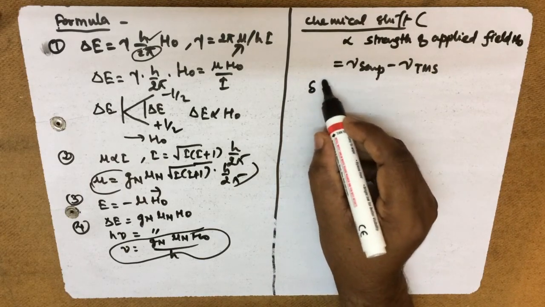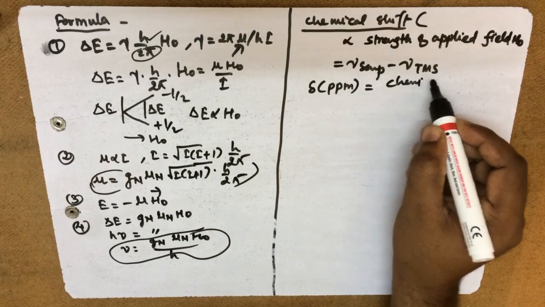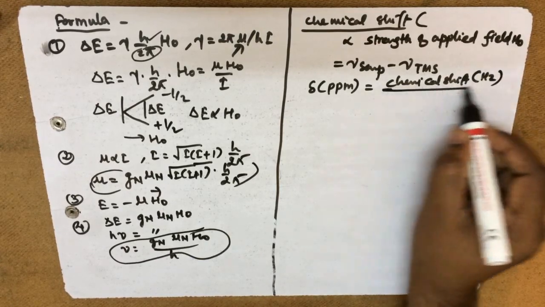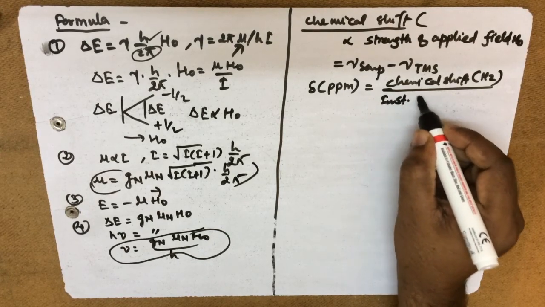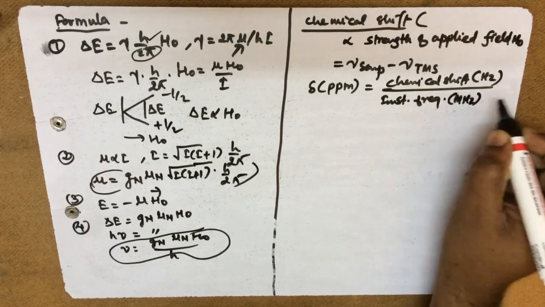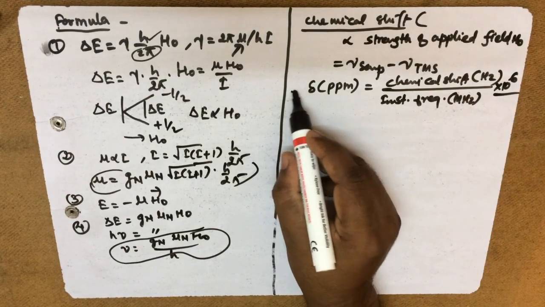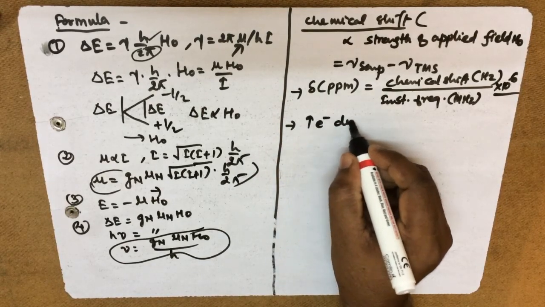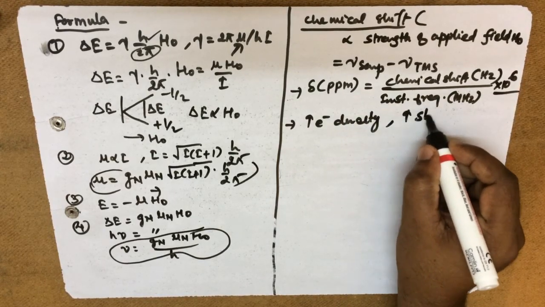So if you write the formula, chemical shift in ppm is equal to chemical shift in hertz divided by instrument frequency or oscillating frequency in megahertz, into 10 to the power 6. So this is the formula. So if you note, increase the electron density, then the shielding effect will increase.